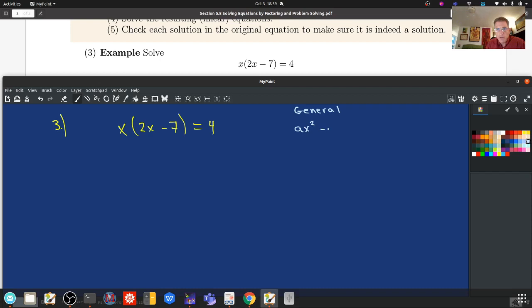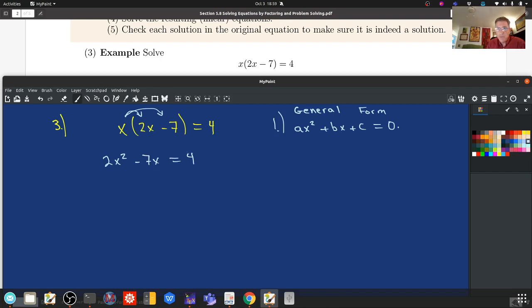ax squared plus bx plus c is equal to 0. Now that doesn't mean b is positive or c is positive. C could be a negative number and b could be a negative coefficient. So in order for me to get it in the general form, so that's the general form from step 1, I have to use distribution and then some other tricks. So x times 2x is 2x squared, and x times minus 7 is minus 7x. And I have that equal to 4.